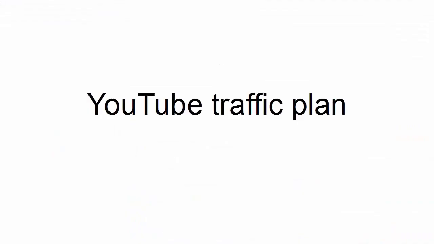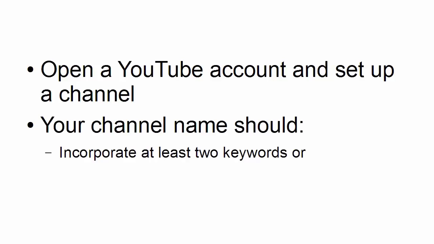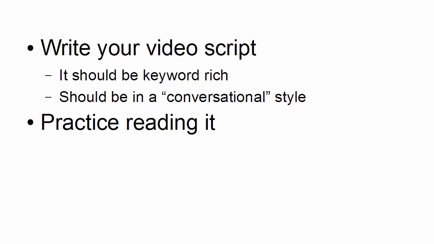Okay, let's put together a YouTube traffic plan. First thing you want to do is open a YouTube account and set up a channel. Your channel name should, of course, incorporate at least 2 keywords or be your business name. That way it can be referenced back to who you are or what you do. Then you want to write a video script, and it's very important that you actually write this out. I'll explain why in a moment. But it should be keyword rich, and it should be in a conversational style. And you should practice reading it.